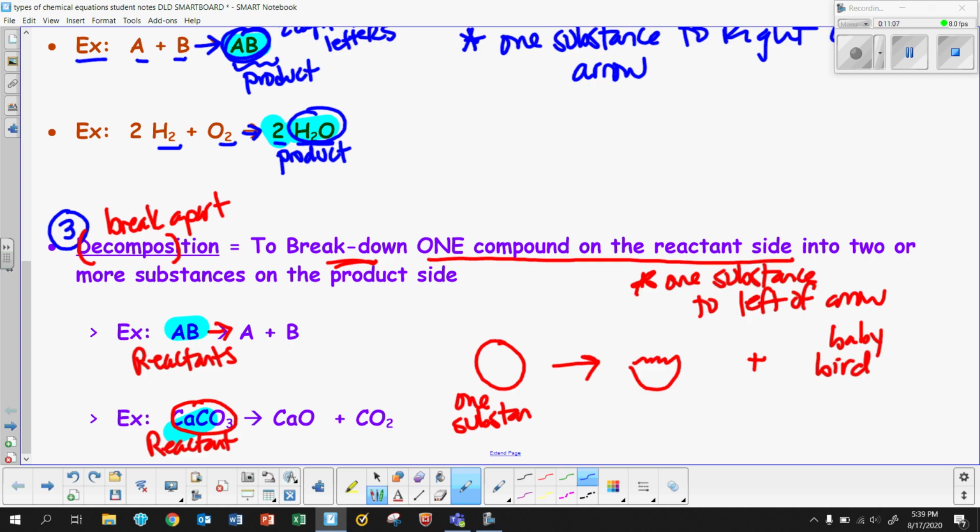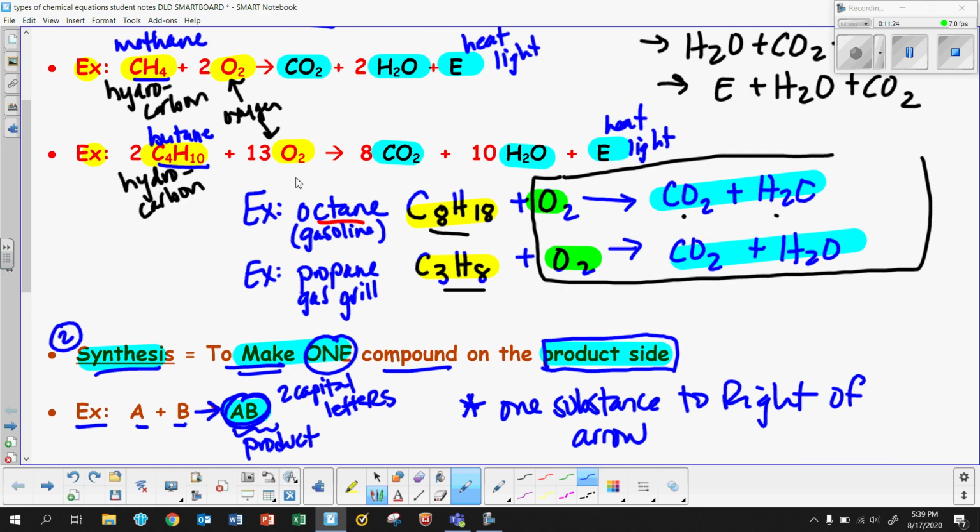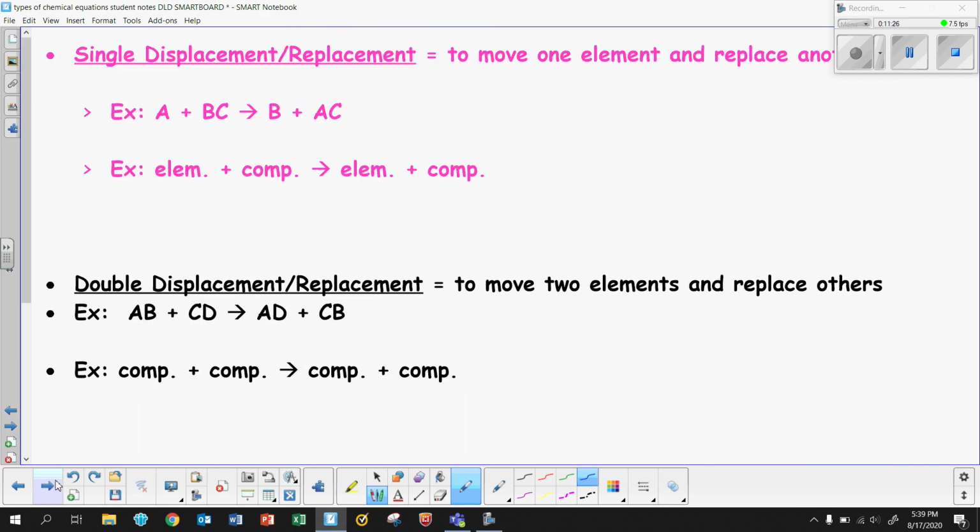Why would that be decomposition? Because I start with one substance on the reactant side, which is my egg, and it breaks apart over here into a broken egg and then a baby bird. So I took one thing and broke it apart into two or more. That's decomposition. All right, so let's take a look at another example.